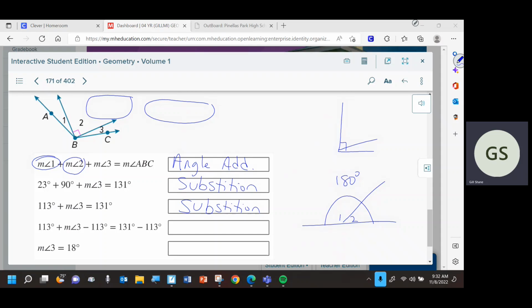Now you do need to know this next one. What is the next one? We've had this one before. Anytime you're subtracting or adding or multiplying or dividing the same thing on both sides, we would say that's like the subtraction property or addition property of equality. Subtraction property of equality.